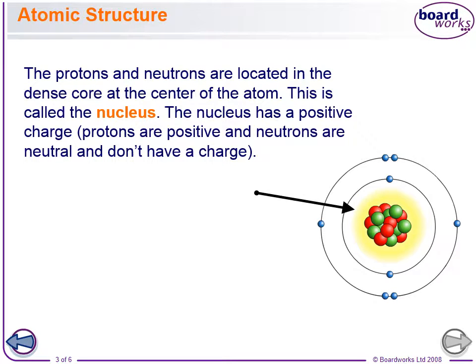The protons and the neutrons are in the dense core, which means the heavy core at the center of the atom. This is called the nucleus. So the nucleus has a positive charge because protons are positive and neutrons are neutral. They don't have a charge.